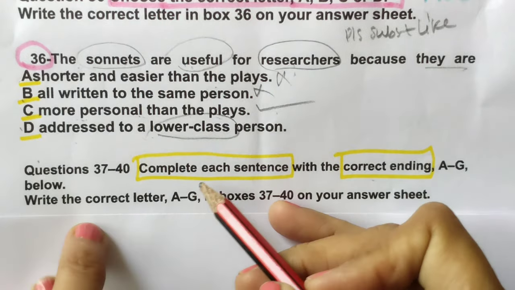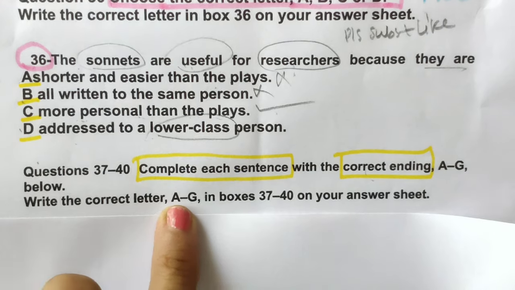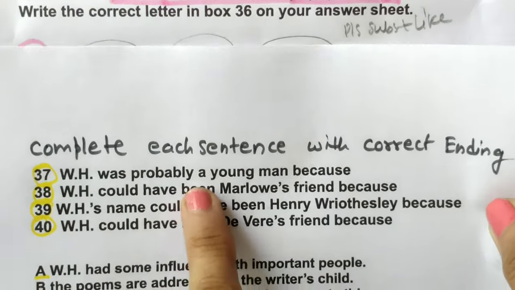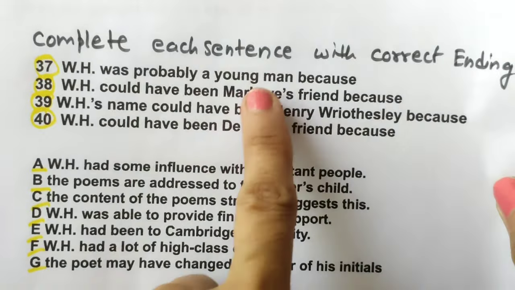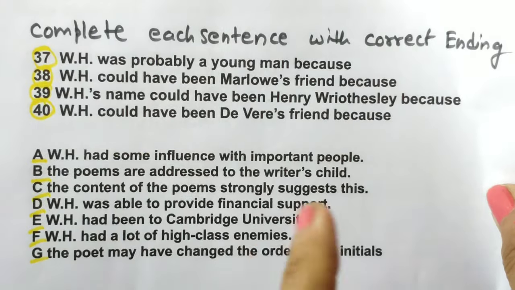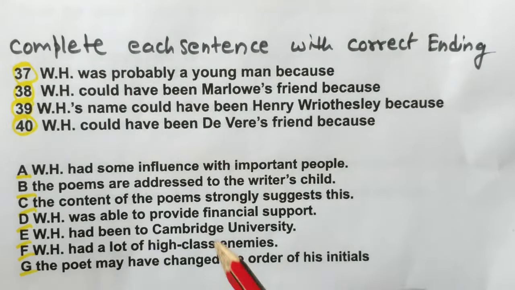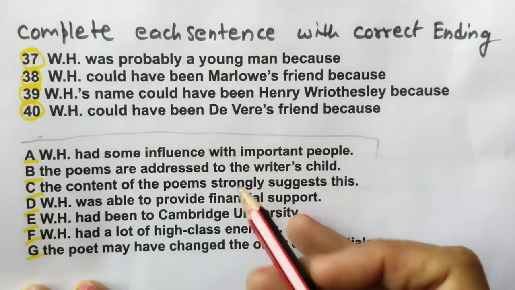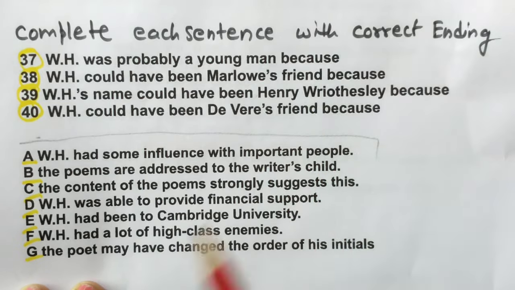My next type of question: complete each sentence with the correct ending. So now write the correct letter A to G in boxes 37 to. These are the incomplete sentences. To complete these sentences, we have to select from these options. But how will we do this question? Definitely it is important. First we will go through all the options and underline the keywords. Then one by one we will go to these questions' location.